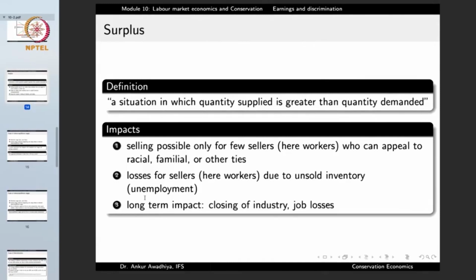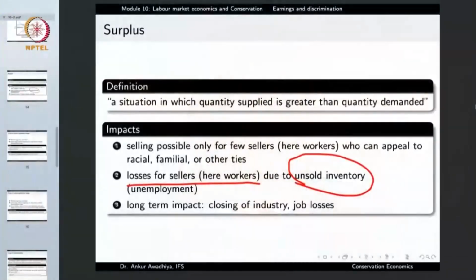So there will be losses for the workers because of their unsold inventory in terms of unemployment. The workers in this case have labor to offer to the market for a price, but because the price has been increased to a level above the market equilibrium, nobody is hiring them. So this is a loss to the workers. And this may also have a long-term impact in terms of closing of industry or job losses because the price is a bit too high for people to pay.